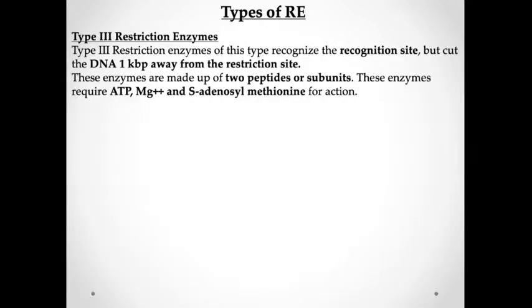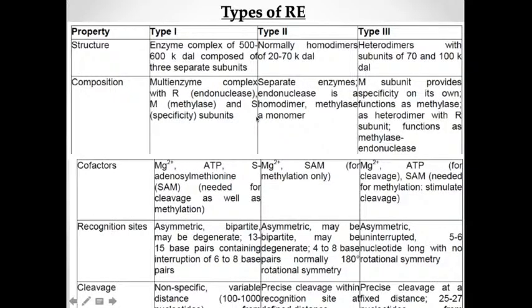And then type 3, the last one, that is the restriction enzymes that cut DNA at 1 kilo base pairs away from the restriction sites, and these enzymes are made up of two peptides or subunits. These enzymes require ATP, magnesium, and S-adenosyl methionine for the action. So that's a summary of what we have just discussed: type 1, 2, and 3.